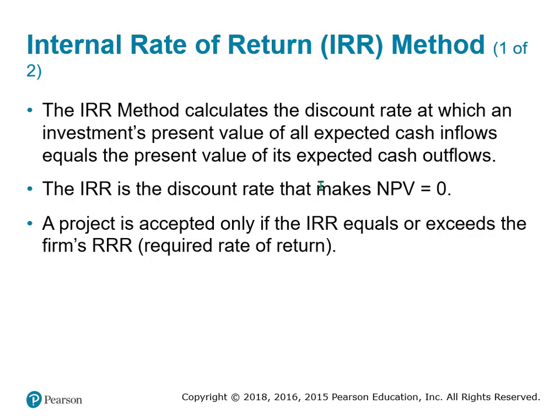Then we might get something like 0.54623 out of it, or maybe 1.54623. Then we'll go to the annuity tables and look that number up, and that will tell us what the rate of return is, okay, the actual percentage that it's earning. Okay? And a project is accepted only if the internal rate of return equals or exceeds the firm's required rate of return.